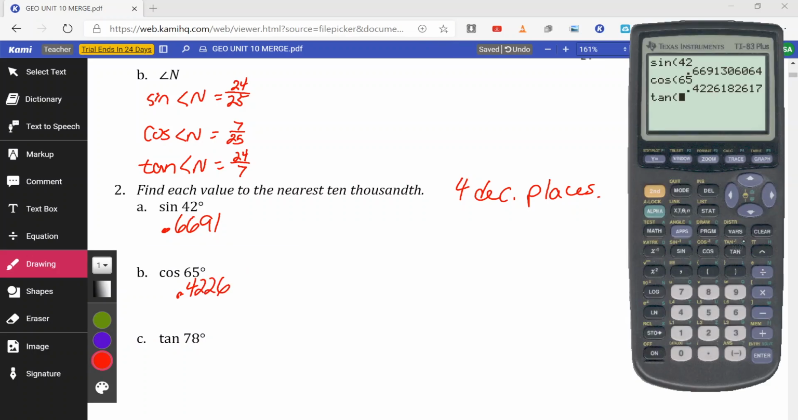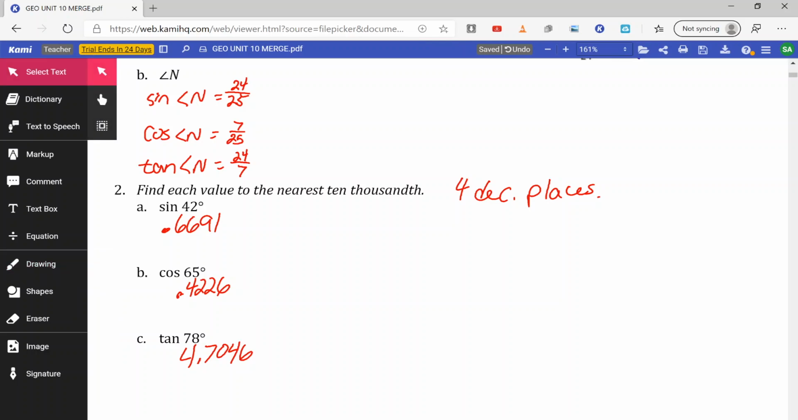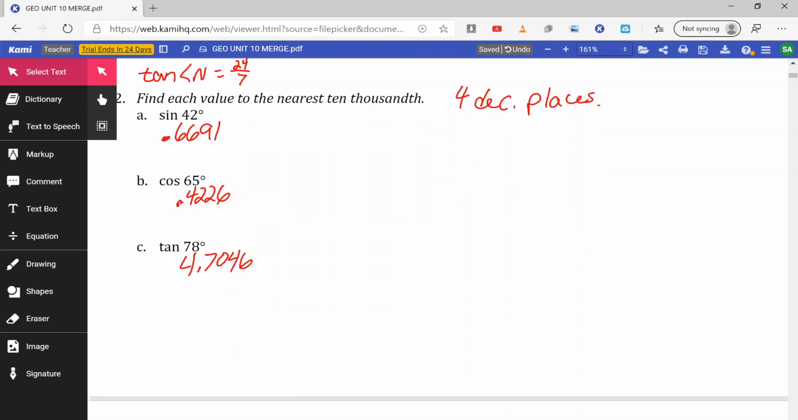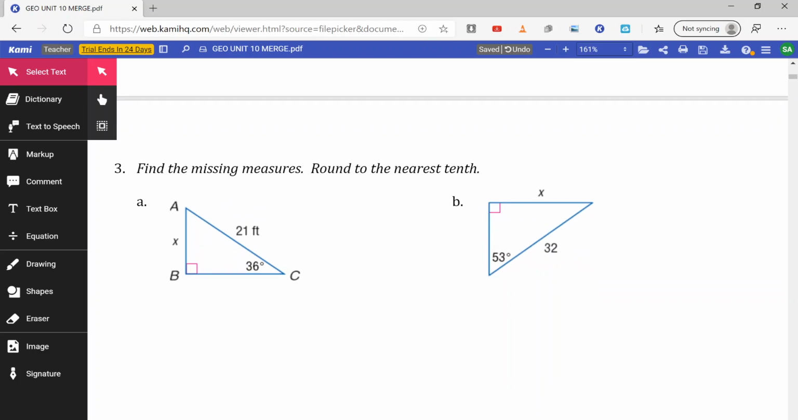And then we do the tangent of 78. Gives us 4.7046. So again, make sure the calculator is in degree mode when we are dealing with degrees, which in this case we are, and we'll get the value of each. And we can use ratios to find our missing measurements.